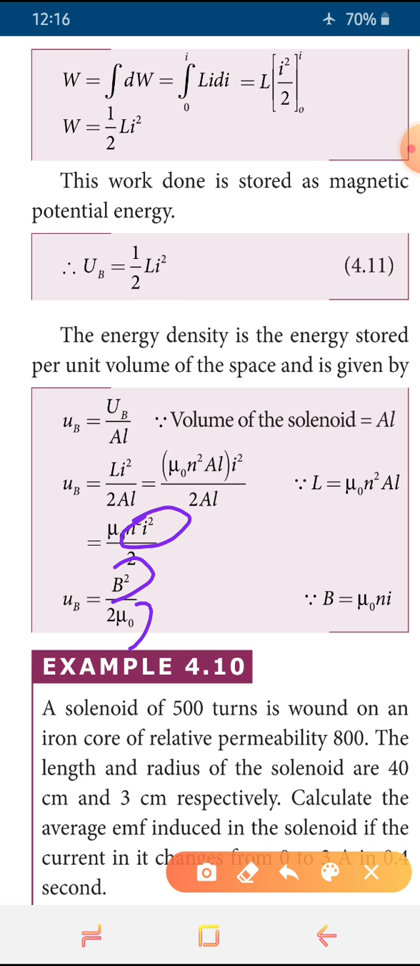So this equation we solved here. The energy stored in an inductor, in terms of energy density, we can write as B square divided by 2 mu naught. Right, clear children? That is the equation we got here. This is an important question.